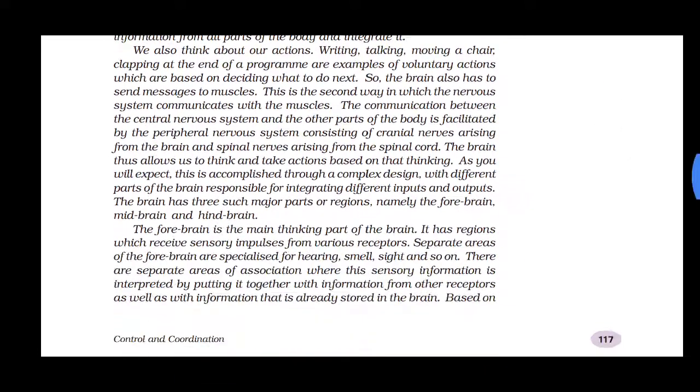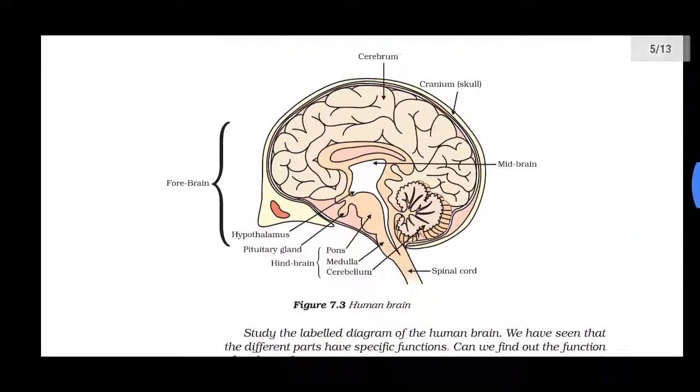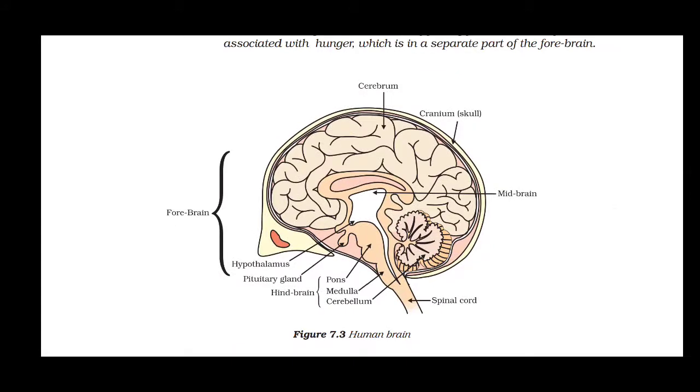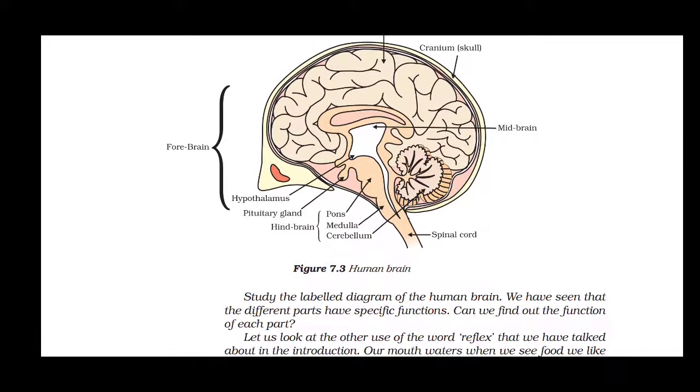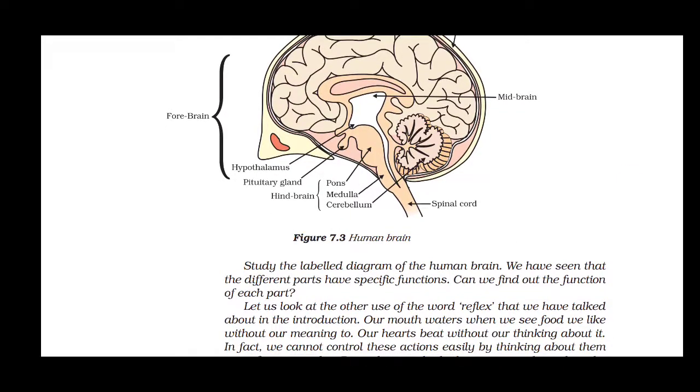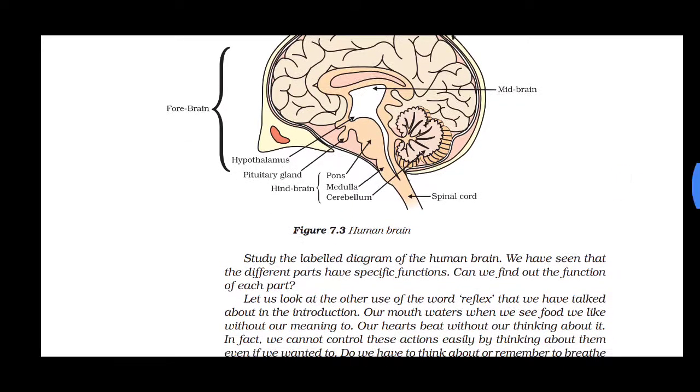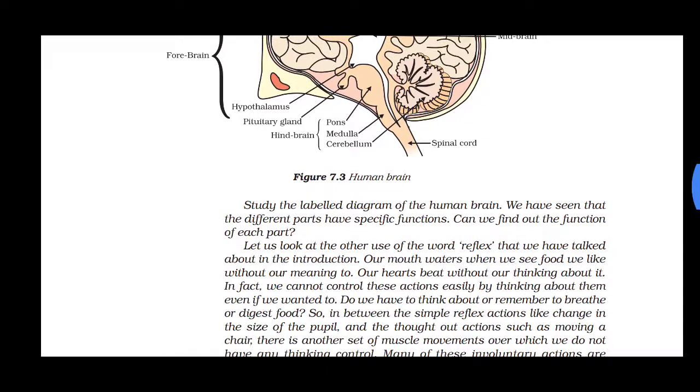Now next is the human brain. This is a structure of the human brain. It has several parts: cerebrum, cranium, midbrain. First we will learn that the human nervous system consists of two parts, that is the central nervous system, known as CNS, and the peripheral nervous system, known as the PNS. The central nervous system consists of the brain and the spinal cord, and the peripheral nervous system consists of cranial nerves, which arise from the brain, and the spinal nerves, which arise from the spinal cord.